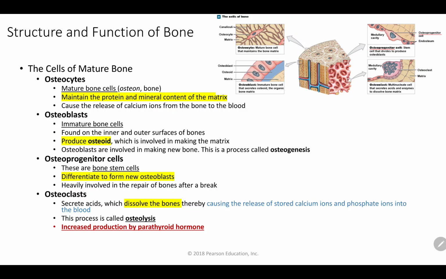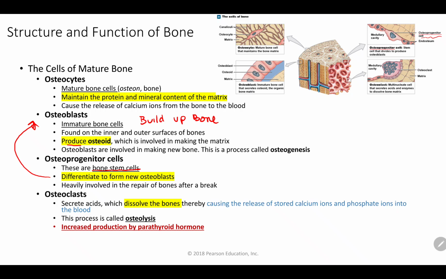So remember the different cells of the bone, right? So these bone cells. Let's start with these osteogenic cells or these osteoprogenitor cells. These are going to be those stem cells, okay? These will differentiate into forming osteoblasts. Osteoblasts, these build up bone. These are those immature bone cells.